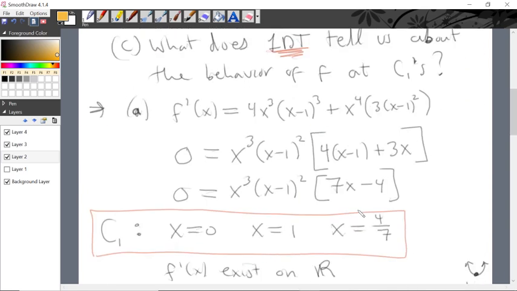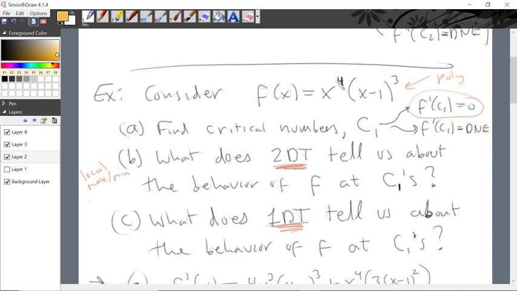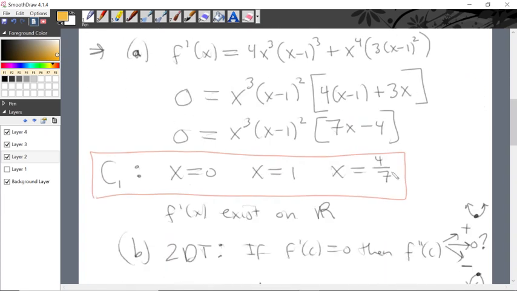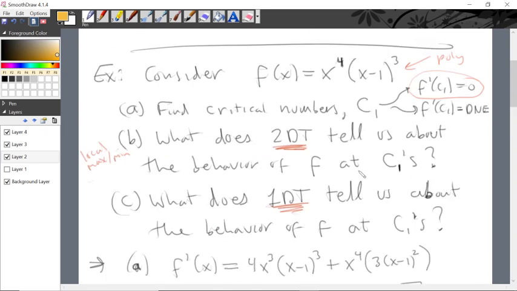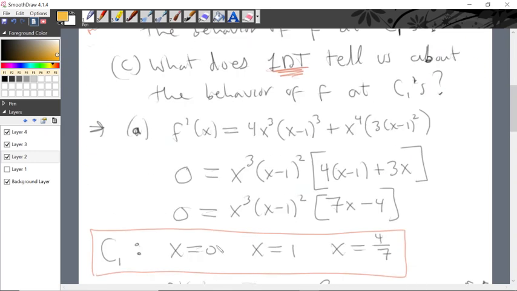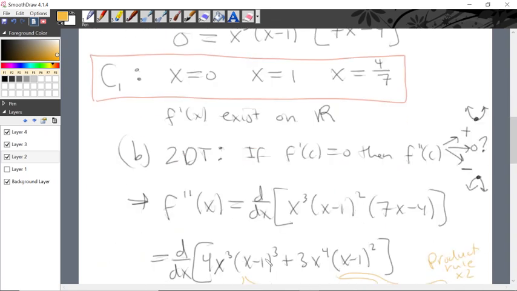If we plug in 4/7, we're going to take 4/7 to the power of 4 times the quantity 4/7 minus 1 cubed. When you find out what that is as a fraction, that would be the y coordinate for the critical point where the input is 4/7. So we can use this information to find y values from the original function, just as we can use these quantities to find information about the slope, increasing, decreasing, by plugging them into the first derivative. And we can find out information about the concavity by plugging these values into the second derivative.